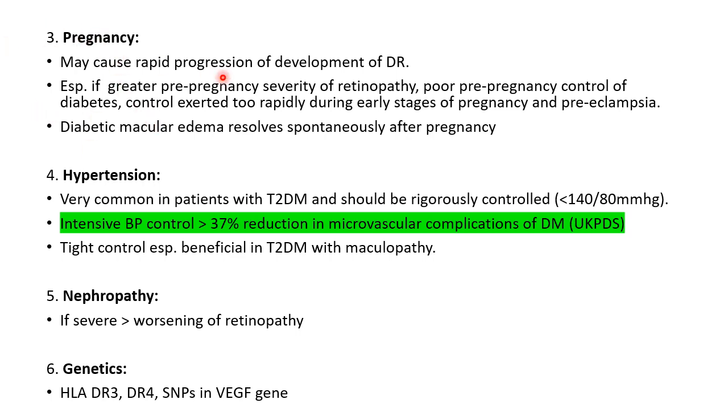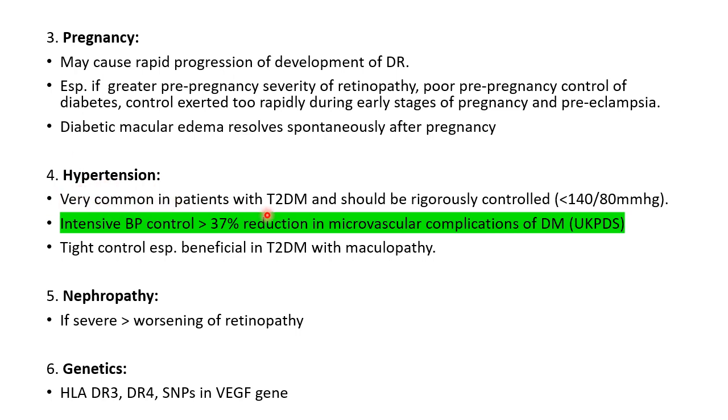Pregnancy, the third risk factor, may cause rapid progression or development of DR, especially if there was a greater pre-pregnancy severity of retinopathy, if there was poor pre-pregnancy control of diabetes, if the diabetic control during pregnancy is achieved too rapidly, especially in the first trimester, and if there is coexisting preeclampsia. Diabetic macular edema happening during pregnancy usually resolves spontaneously and does not require any treatment.